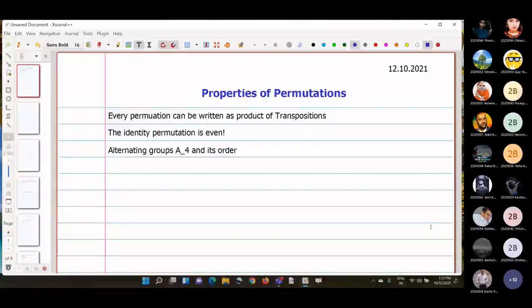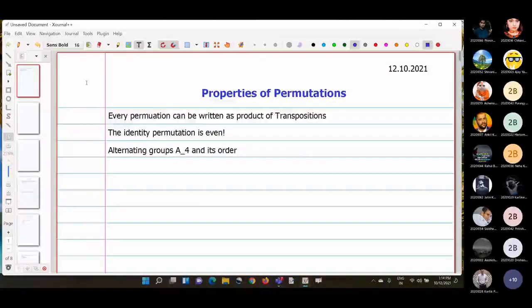Welcome back again. Today we are going to continue our discussion on properties of permutations. This is the last lecture on properties of permutation. I think this is the fourth part. Until now we discussed so many things about permutations: that a permutation can be written in terms of disjoint cycles, and we also got the way how a permutation can be written as a product of two cycles, that is, a transposition.